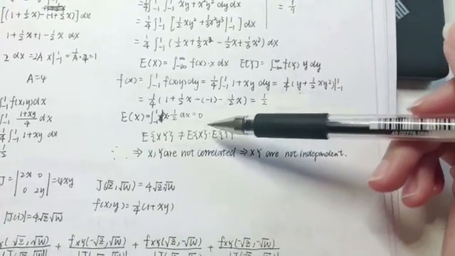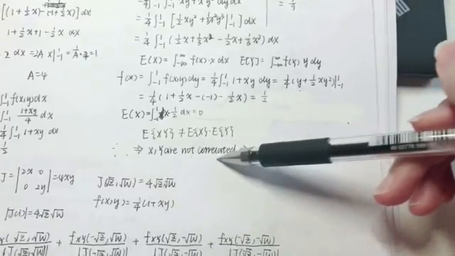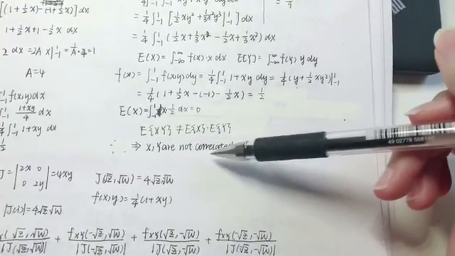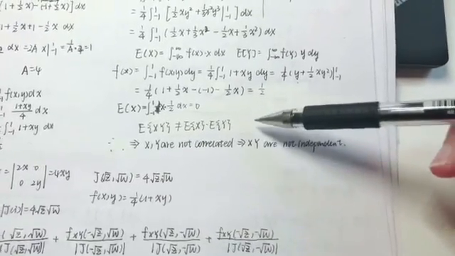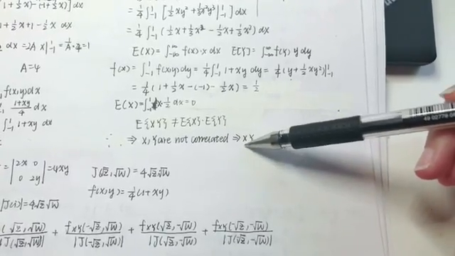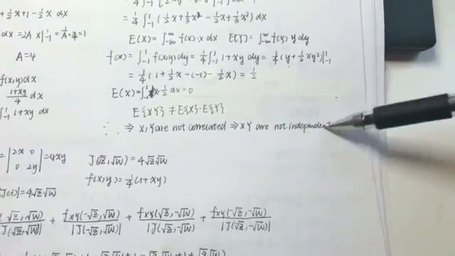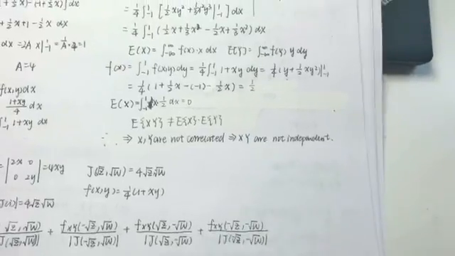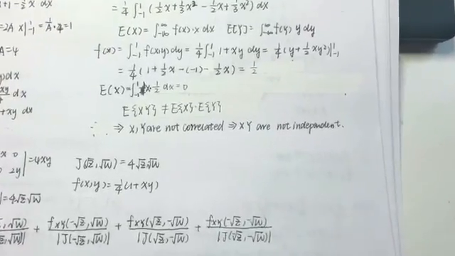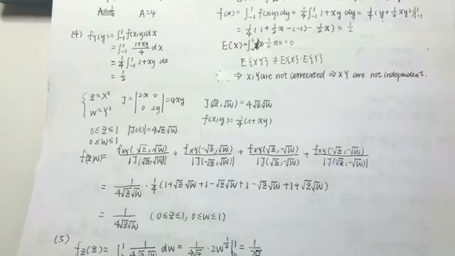E[XY]. So we got the answer that x, y are correlated, and we can also get x, y are not independent. Now we have solved the problem 2 and 3. Now let's come to question 4.